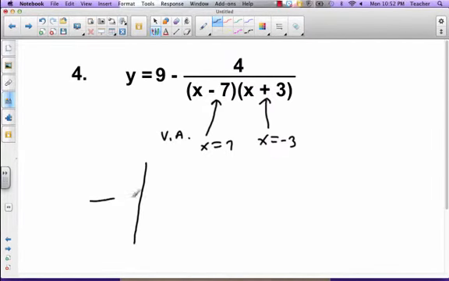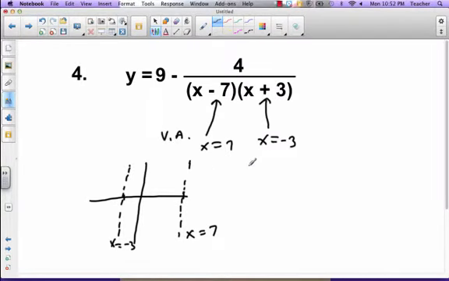So if we were to make a quick sketch of this, x equals 7, and I'll just mark that, and negative 3. These are the vertical lines the graph will not cross. They'll approach them, maybe going to positive infinity or negative infinity, but they won't cross them. And again, that's the key idea on the vertical asymptotes.